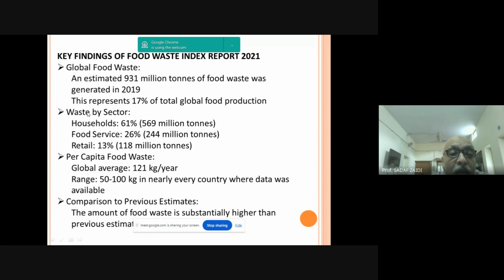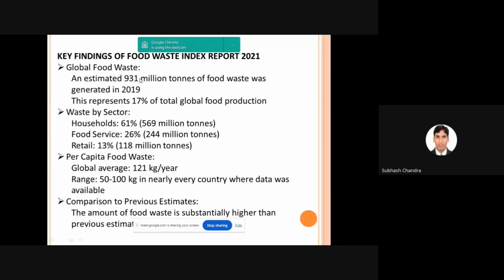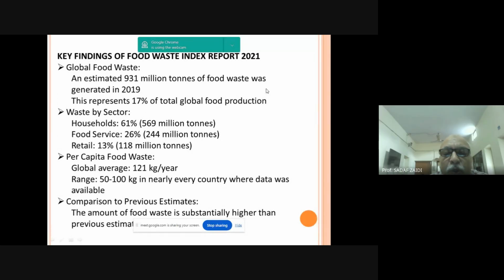Okay. So if you see how much of this 931 million tons is being wasted by each of the components, you will find that 61% is being wasted by the households. Who? You and me. Food service, the restaurants, the hotels and all, they are wasting 26%, and retailers, they are wasting 13%. So who are the real culprits in this wastage drama of 931 million tons? The households. We and you are the real culprits, and we don't even realize it.